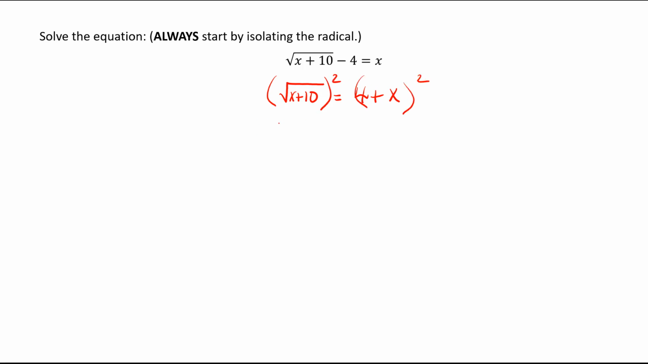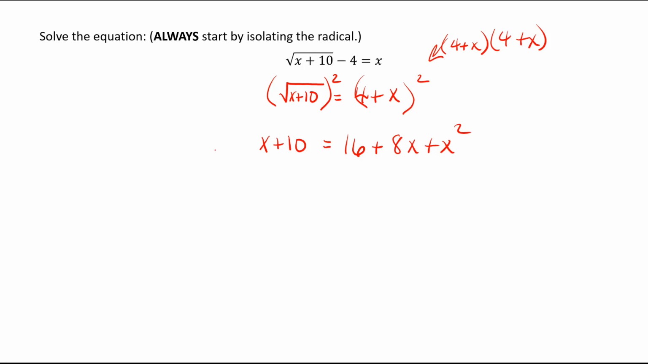Left side, when you square a square root, you just get whatever is the number that's under there. Then when you square the quantity 4 plus x, you do not get 16 plus x squared. Definitely not. You get 16 plus 8x plus x squared. So remember, when you have something like this, it's not 4 squared plus x squared, it's 4 plus x times 4 plus x. So don't think you can distribute that square.